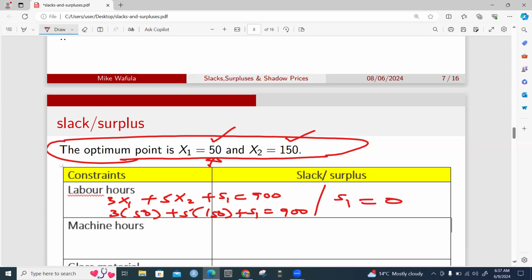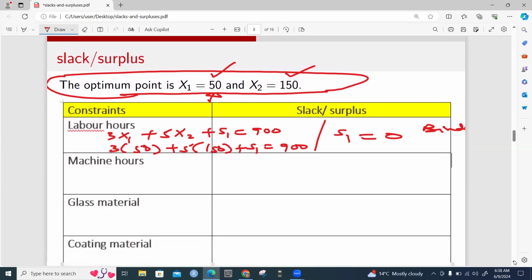This means this is a constraint that is actually binding, because at the optimum point, all the labor hours have been utilized and there is no spare hour remaining. So all the hours have been utilized fully, and such a constraint must pass through the optimum point.